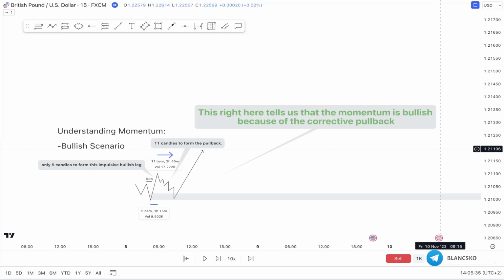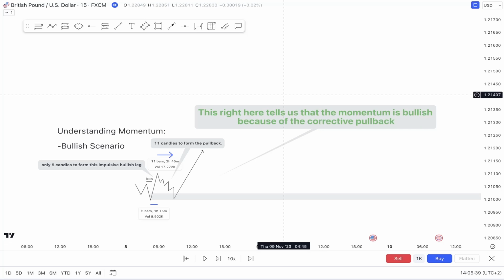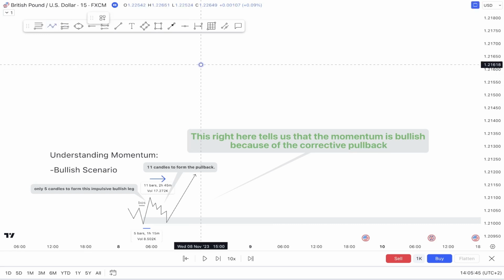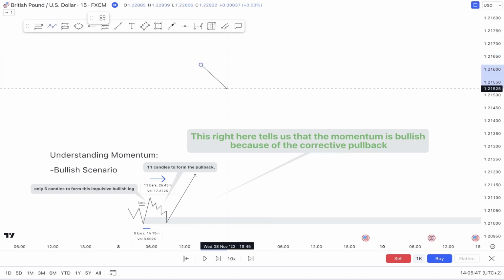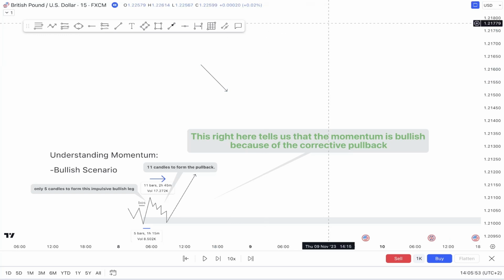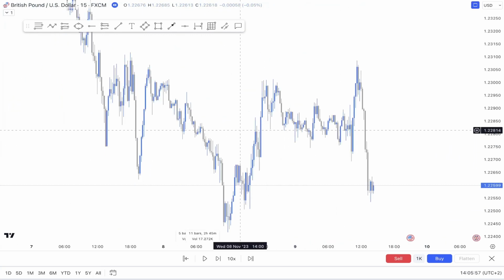Okay, so let's start off with the basics. What is momentum? How can we spot momentum? Well, we can spot momentum when we see an impulsive move either to the up or to the downside. That is literally the easiest definition of momentum. Okay, and we can just go ahead on this chart and look for some examples.